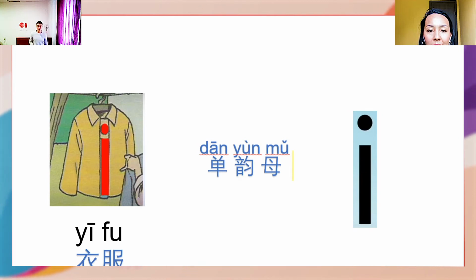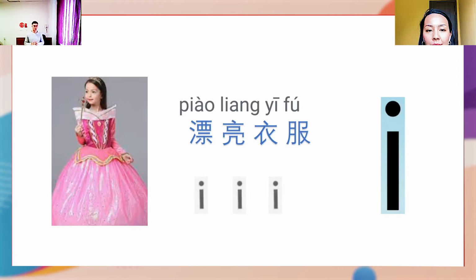Okay. So look at this picture on the left. Do you know what this is? 衣服. In English, we call it clothes. 衣服. The first character 衣 is also the pronunciation of this letter. So we pronounce it like 衣. Excellent. Let's move on to this part.